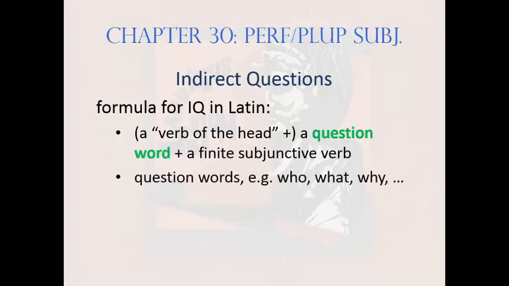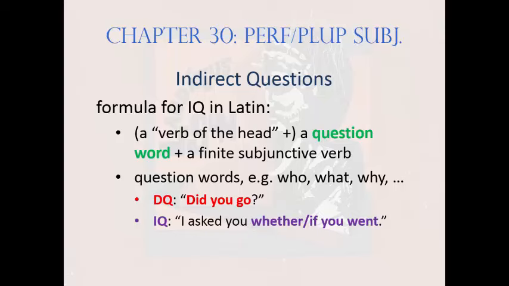Any question word can serve as the conjunction introducing an indirect question. The who, which, what, why that begins the clause. Very easy, if the question begins with a question word. What if the direct version of the question doesn't have a question word? For instance, did you go? Not when did you go, why did you go, where did you go, just did you go? You need something telling the listeners or readers they're heading into an indirect question. Here English uses whether or if, as in, I asked you whether or if you went.